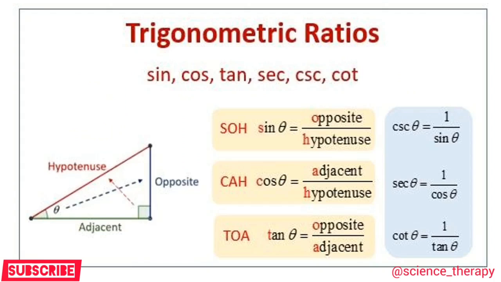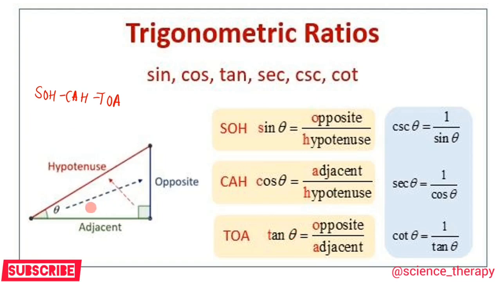Okay, so if we have this right angle triangle here, we can use it to write our trig ratios. For our trig ratios, we have SOH CAH TOA, whereby this implies that sine is equal to opposite over hypotenuse, cos is adjacent over hypotenuse, and tan is opposite over adjacent. So as we can see here, it is indicated: sine theta is opposite over hypotenuse, cos theta is adjacent over hypotenuse, tan theta is opposite over adjacent.